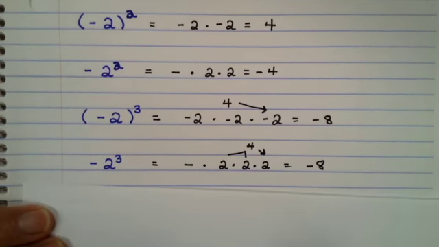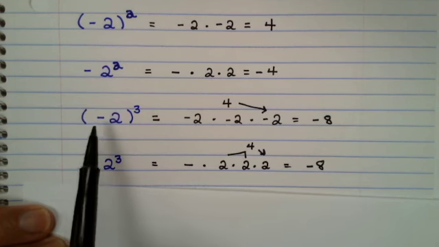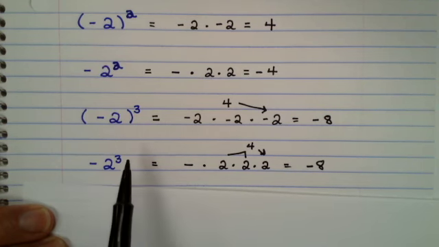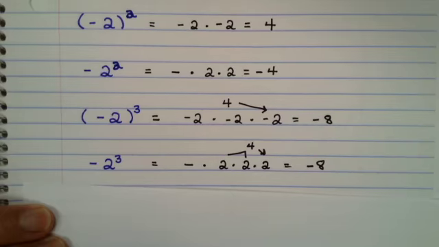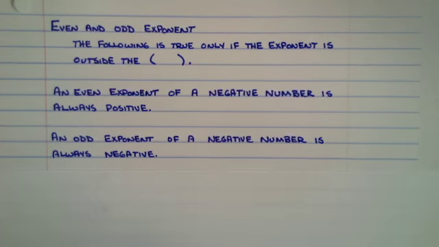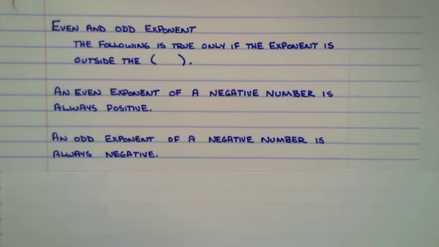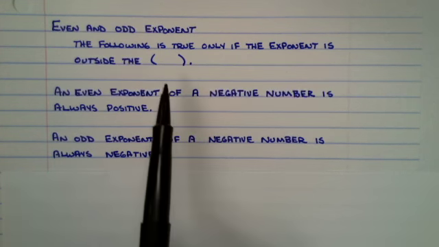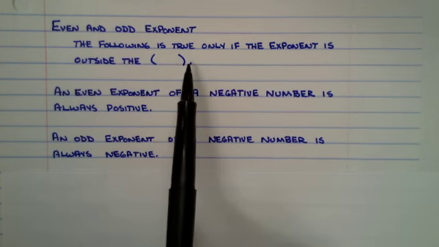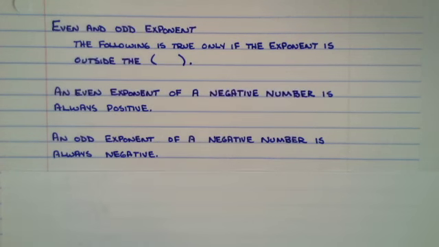So sometimes you're going to get the same answer when there are parentheses and when there are not parentheses, and sometimes you're going to get different answers. Getting the same answer or getting different answers is really dependent on whether or not the exponent is even or odd. So this is only true if there are parentheses. These two rules that we're about to go over only apply if you have parentheses and an exponent on the outside of the parentheses.